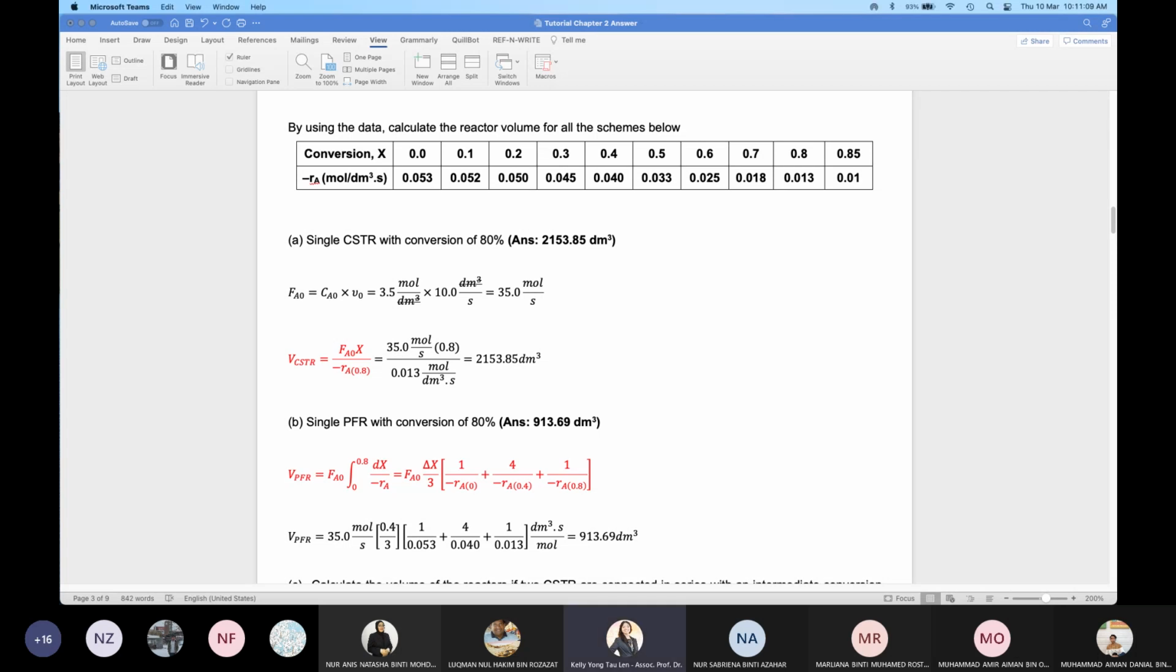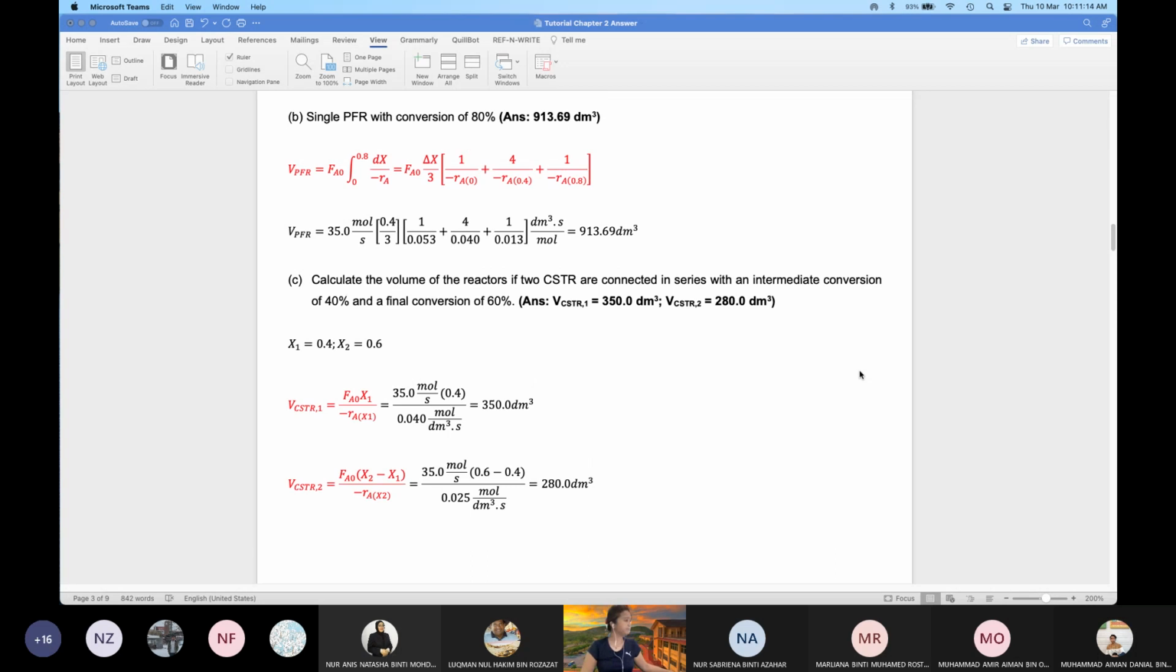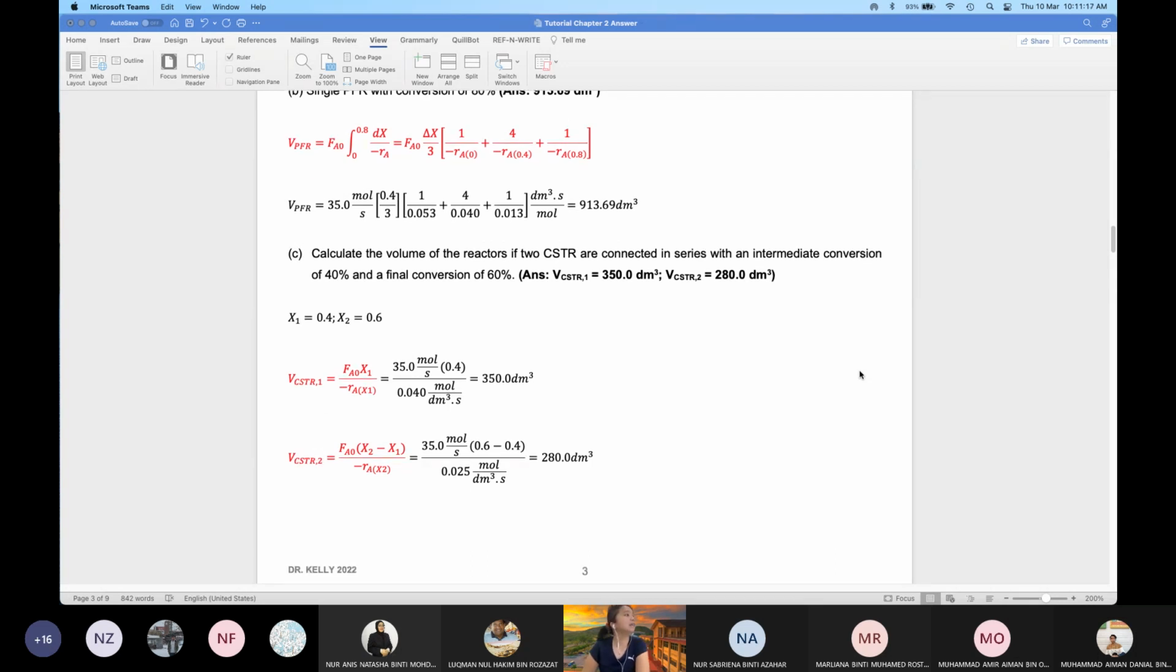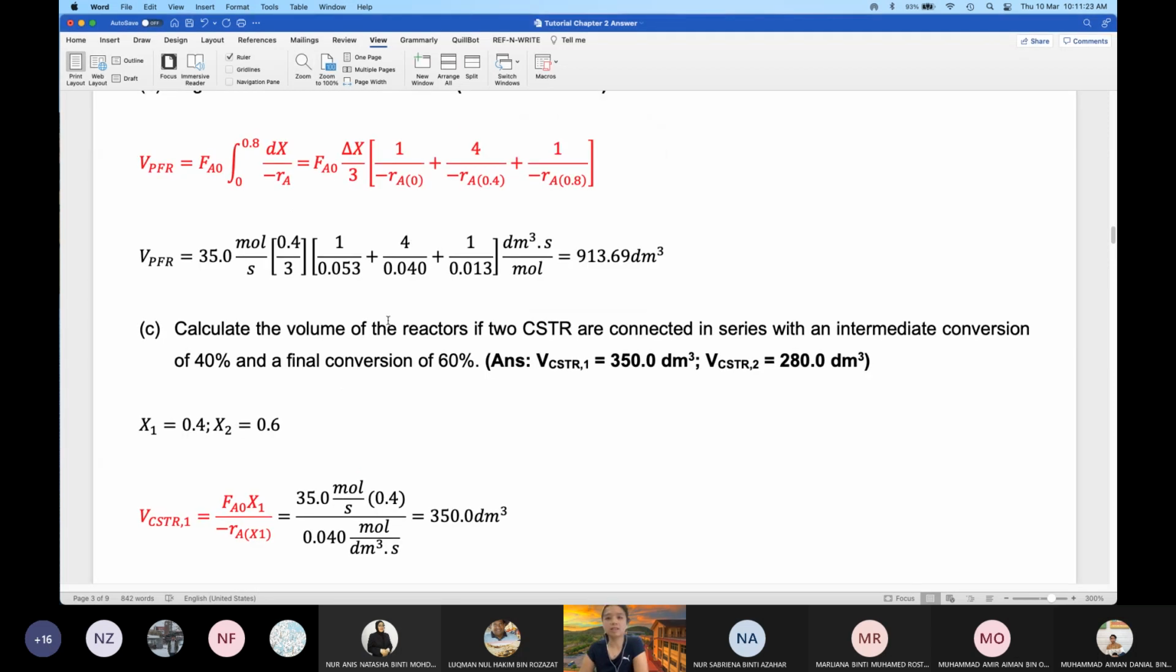Right, okay, so done on question A and B. We go to the next two questions, C and D. Okay, so question C. Calculate the volume of the reactor. Calculate the volume of the reactors if two CSTR are connected in series with intermediate conversion 40%, final conversion 60%.